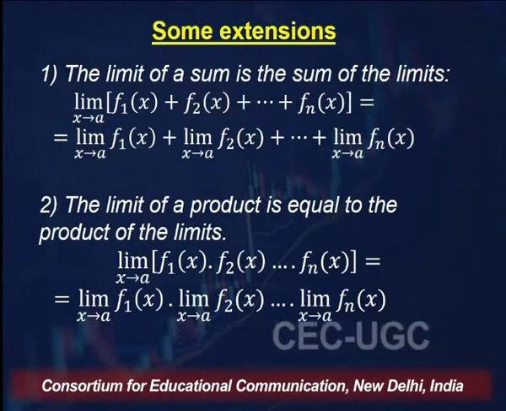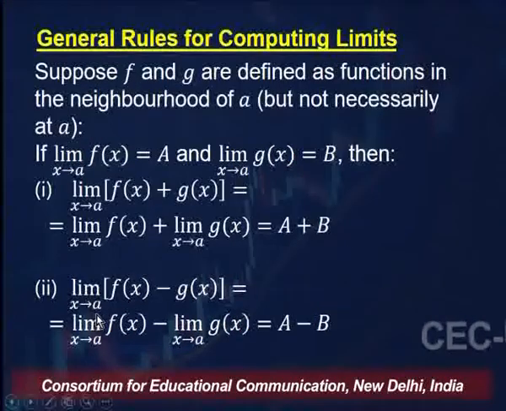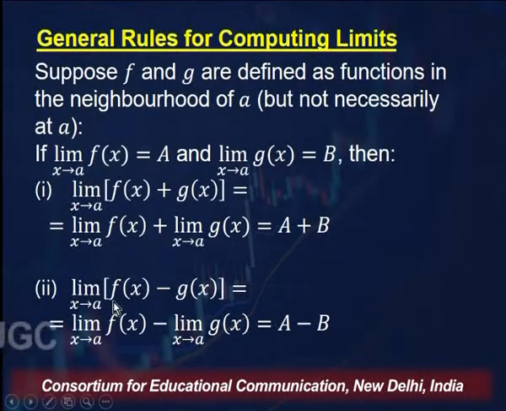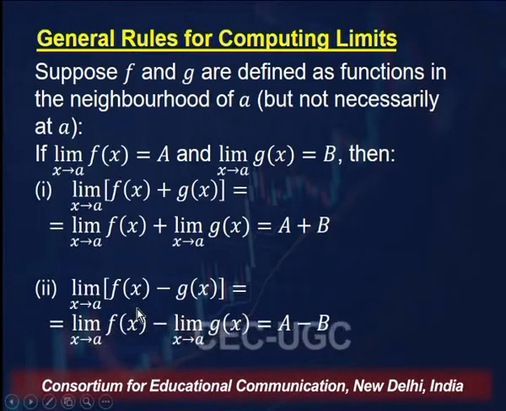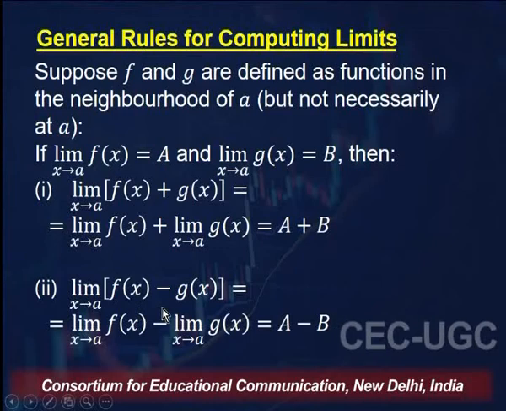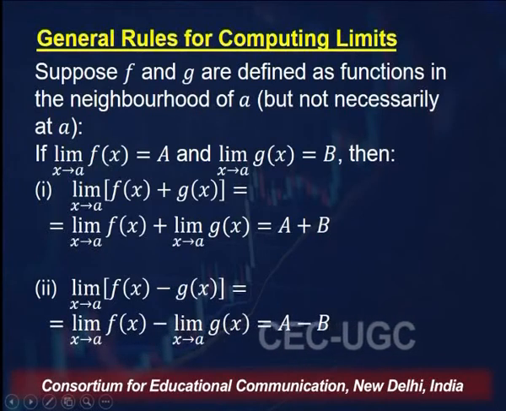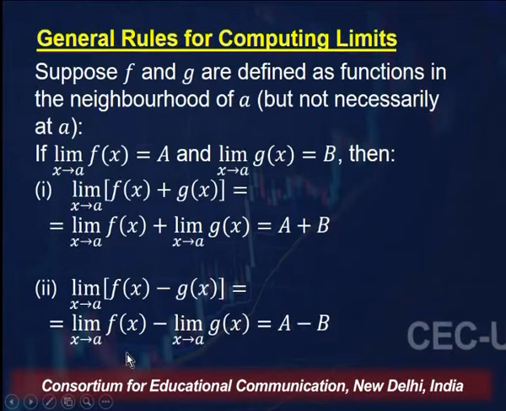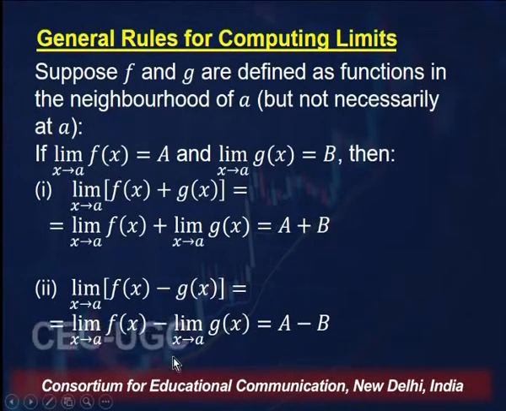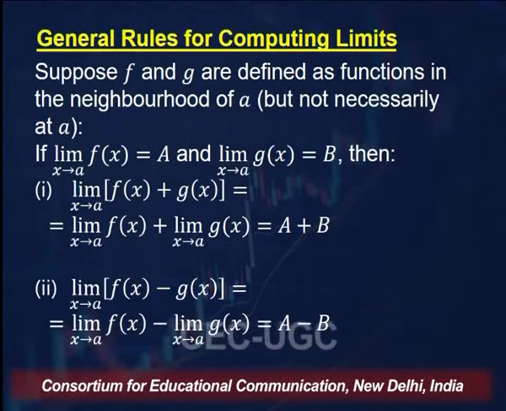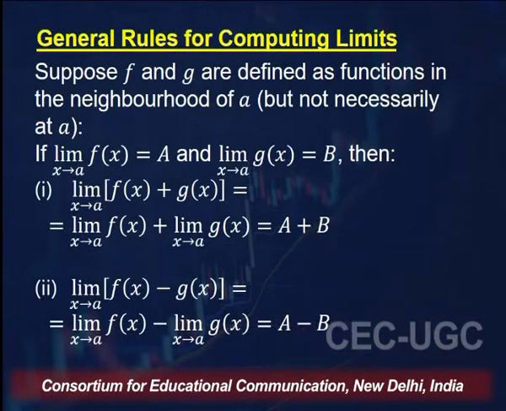Let us look at the next rule, the second one. This is also quite straightforward. This is simply saying that the limit of the difference f of x minus g of x, so the limit of the difference between two functions f of x and g of x as x tends to a, is equal to the limit of the function f as x tends to a minus the limit of the function g as x tends to a, which is then A minus B.